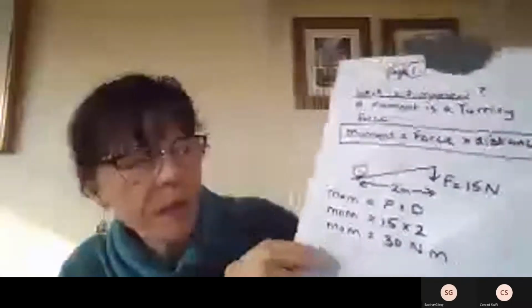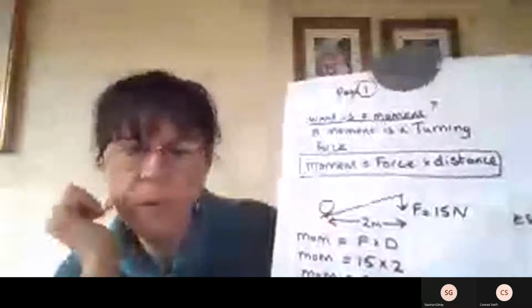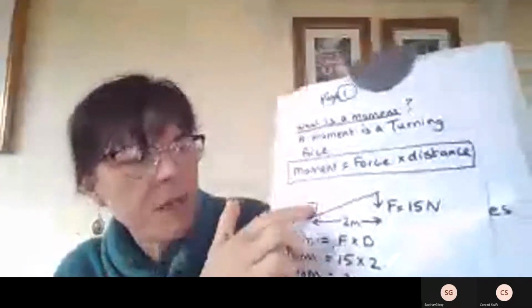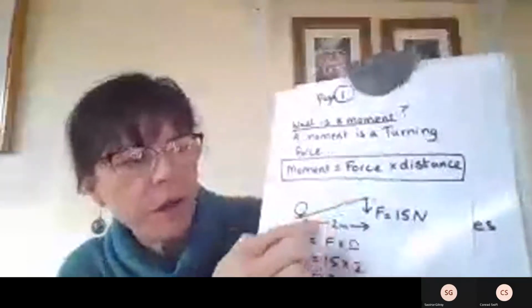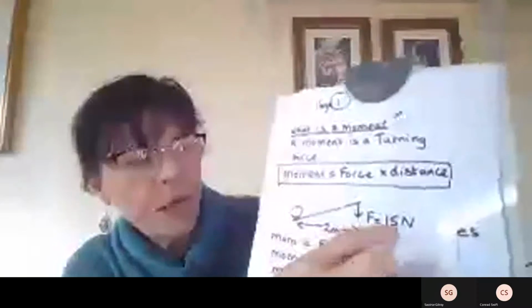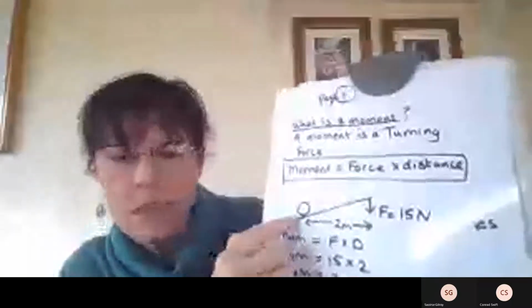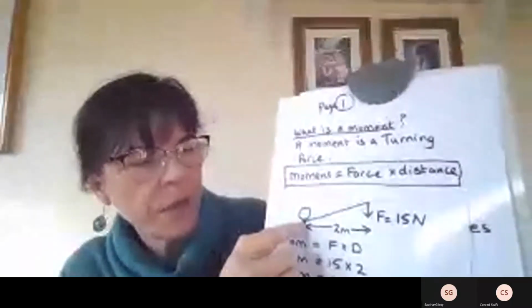Now, you've got a picture of a crowbar. I gave you this example the last day as well. There's a big heavy stone that they're trying to lift, and you want to work out the turning force of the crowbar. Well, you're going to put the force here, 15 newtons. The distance between the pivot's here. I'll label the pivot. I'll label it P, capital P, for pivot. So the distance between the pivot and the force is 2 meters.